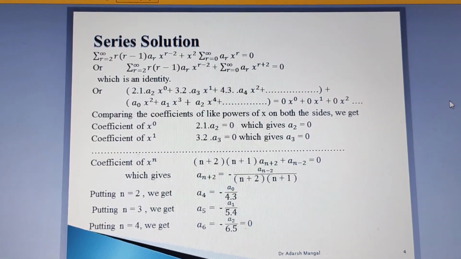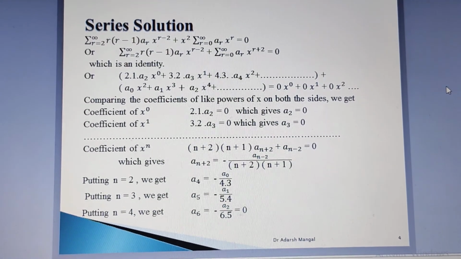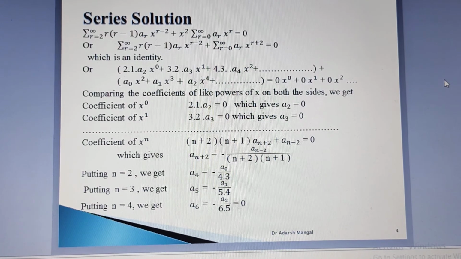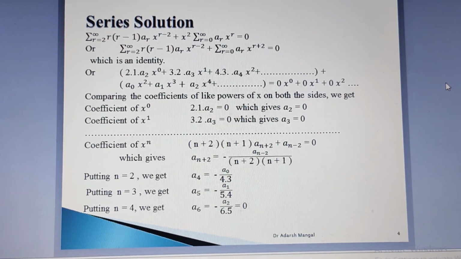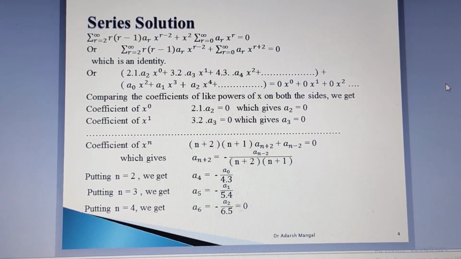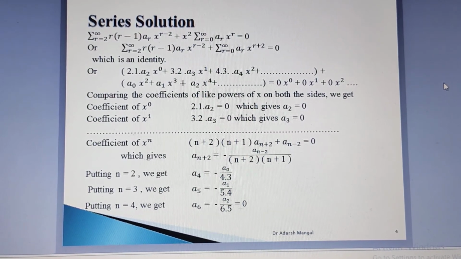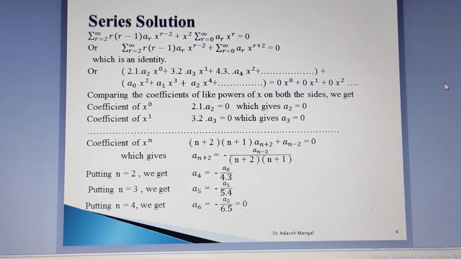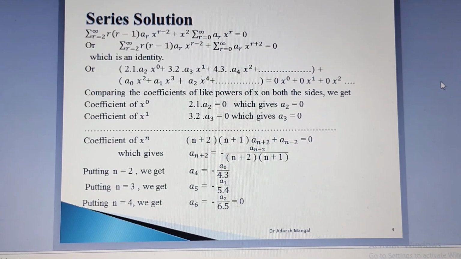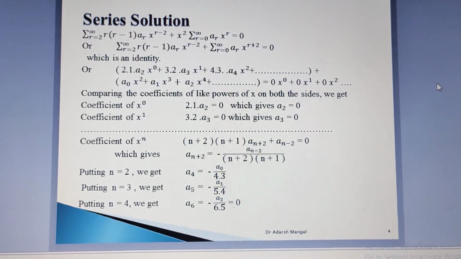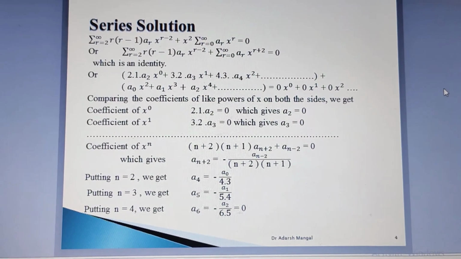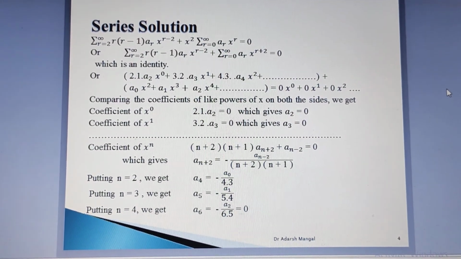Now comparing the coefficient of x power n on both the sides, we have from the identity n plus 2, n plus 1, a n plus 2 plus a n minus 2 equal to 0. It can be obtained by the recurrence relation, which is written over here in the second line of the slide.